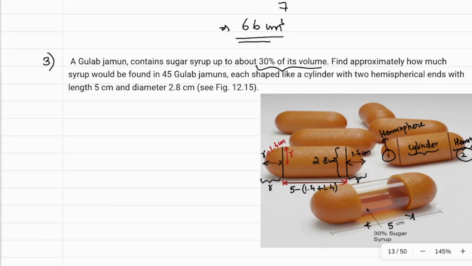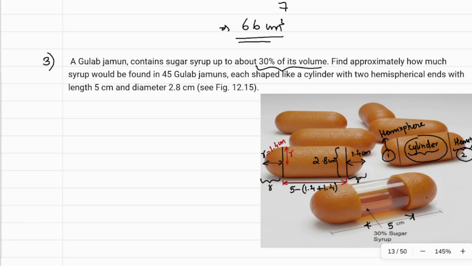Now let's do question number 3. A gulab jamun contains sugar syrup up to 30% of its volume. That means in a single gulab jamun, almost 30% of its volume is sugar syrup. They are asking us to find the total amount of sugar syrup present in 45 gulab jamuns. It is shaped in such a way that the mid portion is a cylindrical portion and both ends are like hemispheres.